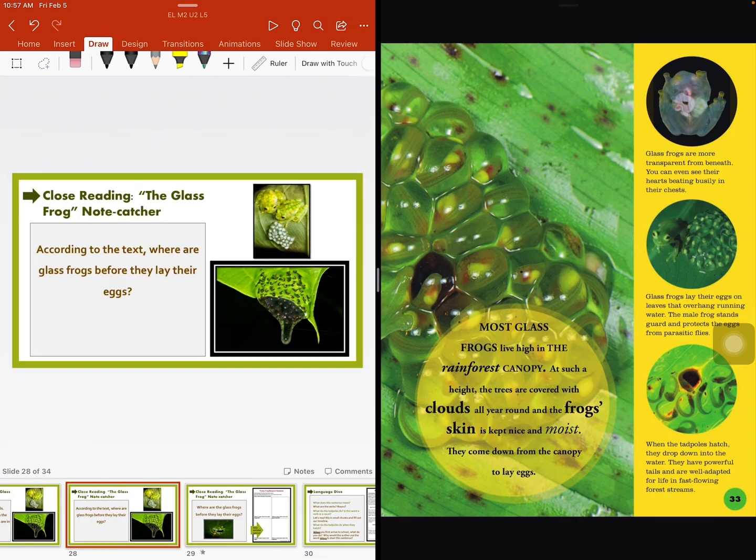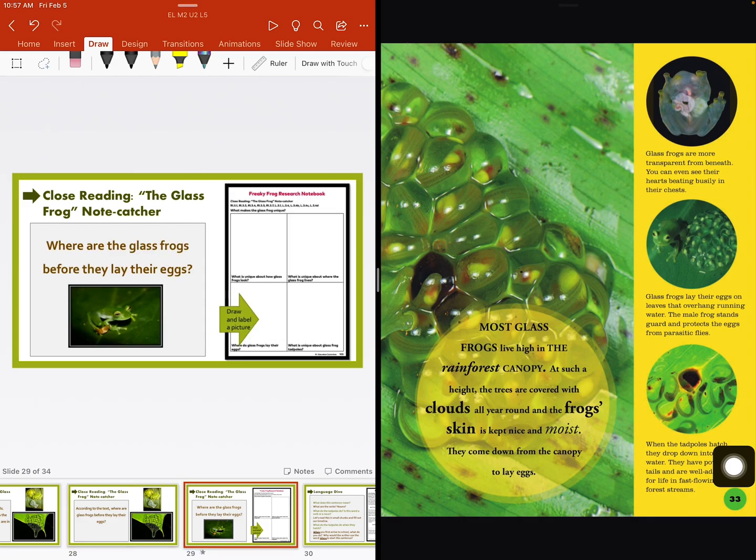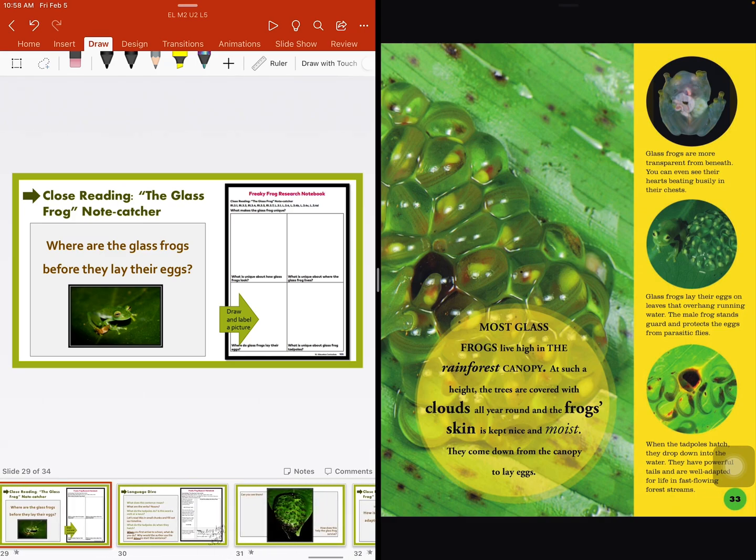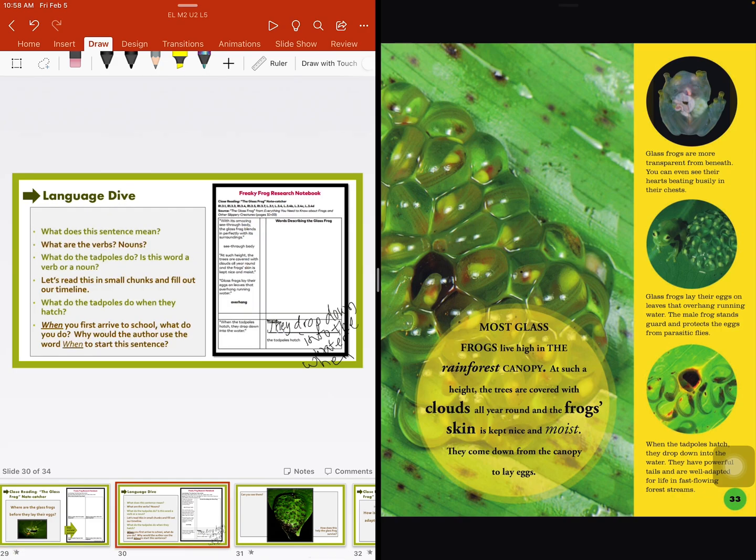Okay, and I just sort of answered this question according to the text. Where are the glass frogs before they lay their eggs? Yeah, they come down from the canopy to lay eggs. So before they lay eggs, they are in the canopy. Go ahead and on your research notebook page, draw and label a picture. You could press pause if you need more time.